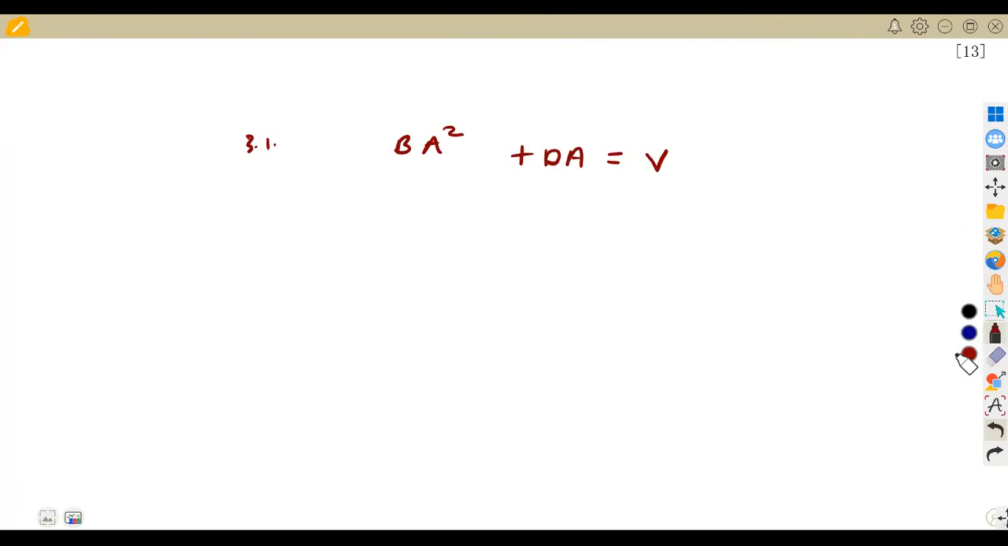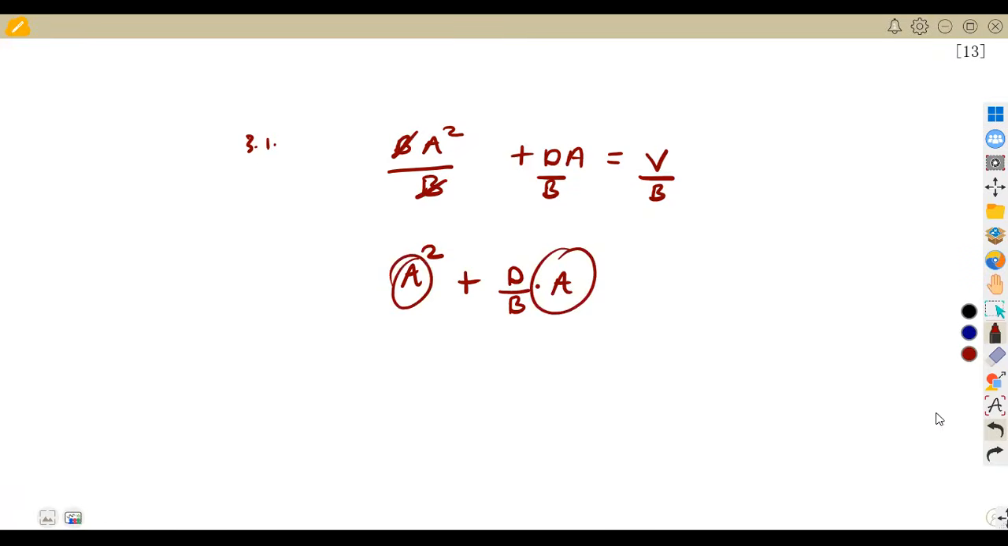In the completing the square method, what we want is to make the coefficient of x squared to be 1. But here we're talking about the coefficient of a squared. For this to be 1, we have to divide by b on this side. So this is going to be a squared plus d over b times a, because a is representing just like x, which is equal to v over b. Let's consider our completing the square method the way that we used it on that question.